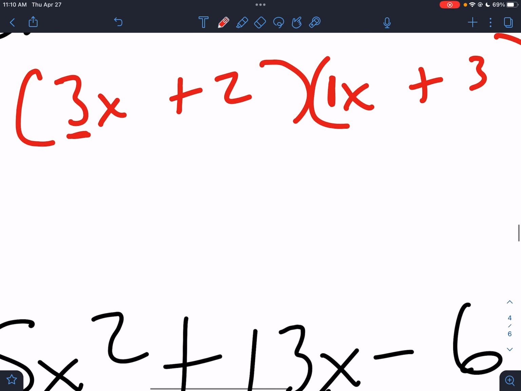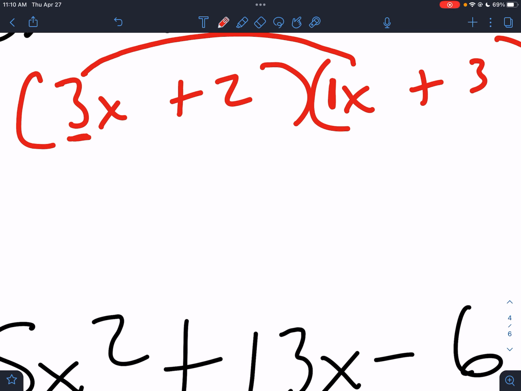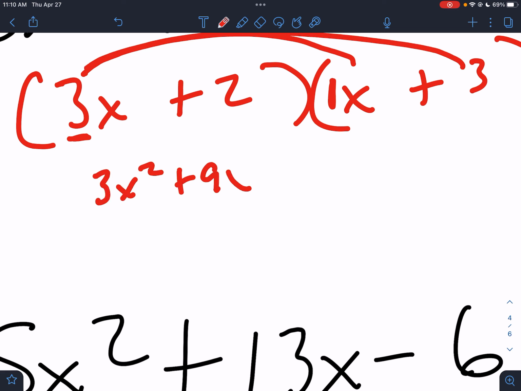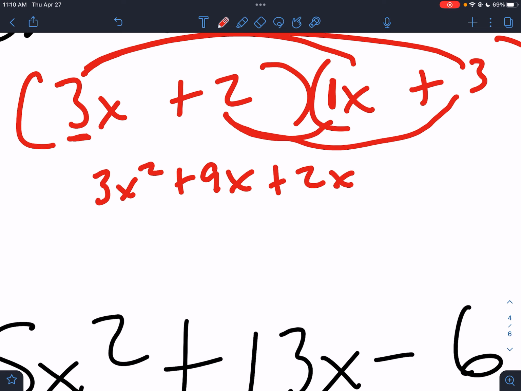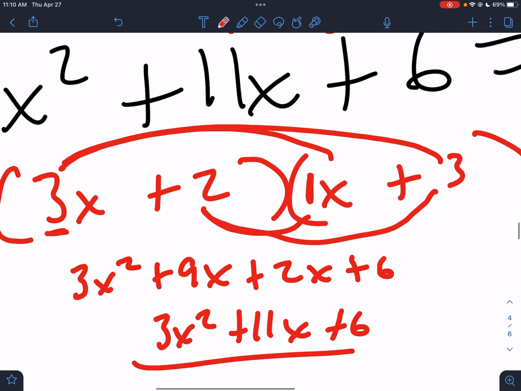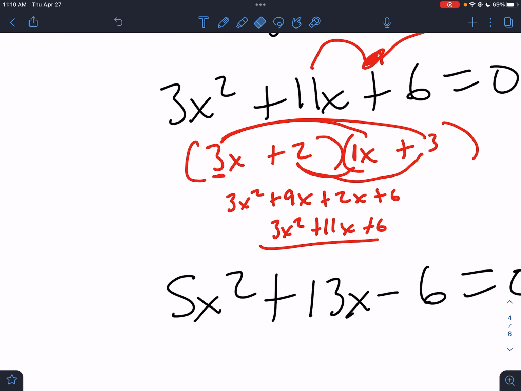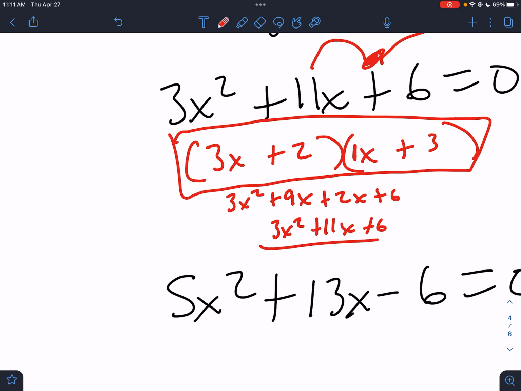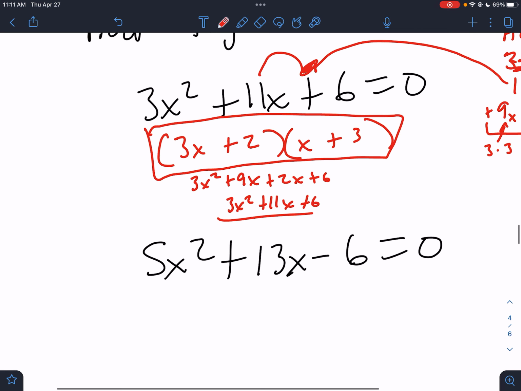So let's think about this. What if I gave you this and told you to multiply it? Wouldn't you do 3x times x is 3x squared? You would do 3x times 3. There's my plus 9. You would do 2 times 1. There's my plus 2. And then 2 times 3. There's my plus 6. That is 3x squared plus 11x plus 6. That's what our goal was. So we have the factors. This is the answer. And you don't really need to put a 1 there. All right, that's the process, guys.